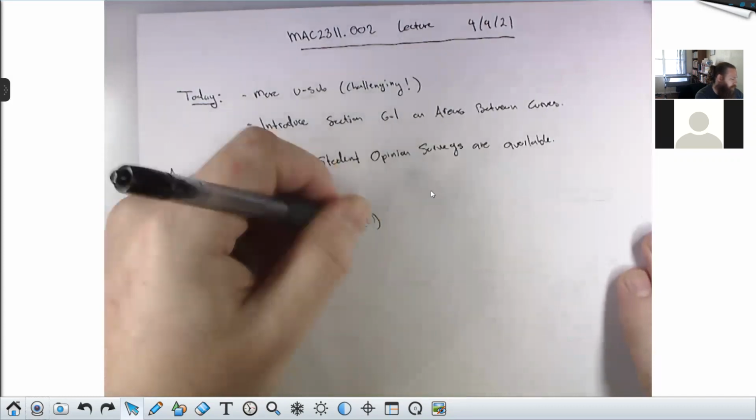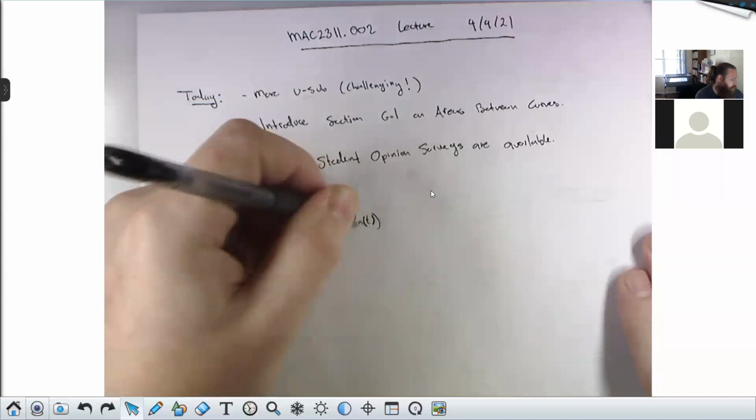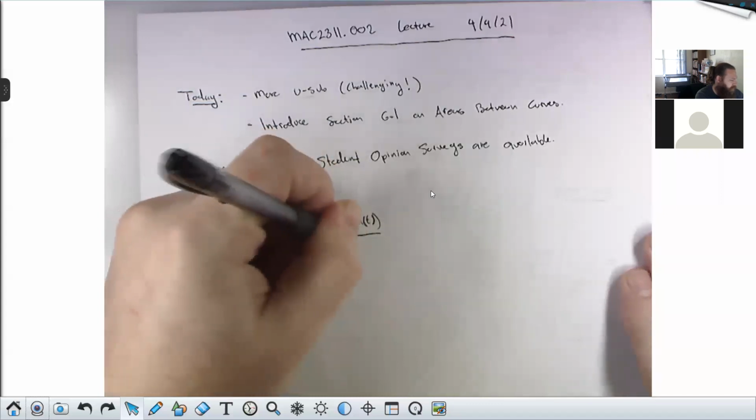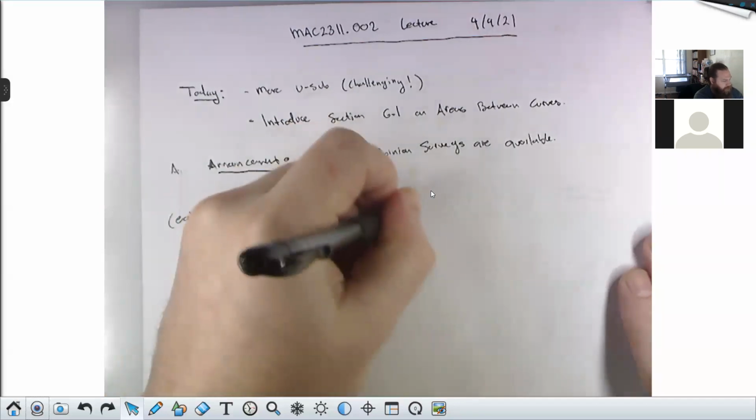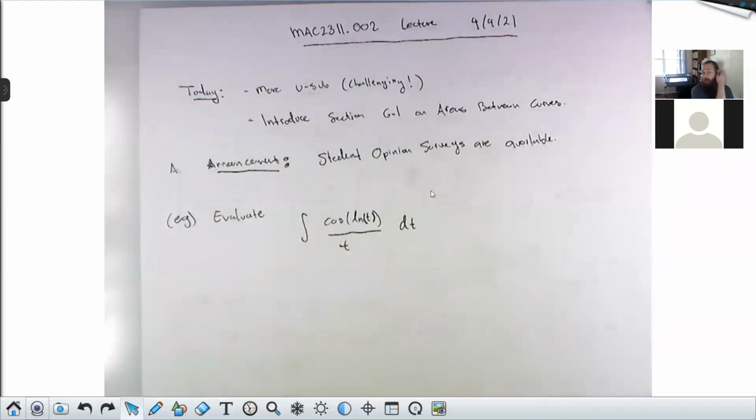So really, there should be another little parenthesis set around the t in here. I'm going to go ahead and write it like that. It's the cosine of the natural log of t, all divided by t dt. This is what we want to evaluate. You've been doing a fair amount of these lately, so who can help me out here? What would be a good move to substitute for?